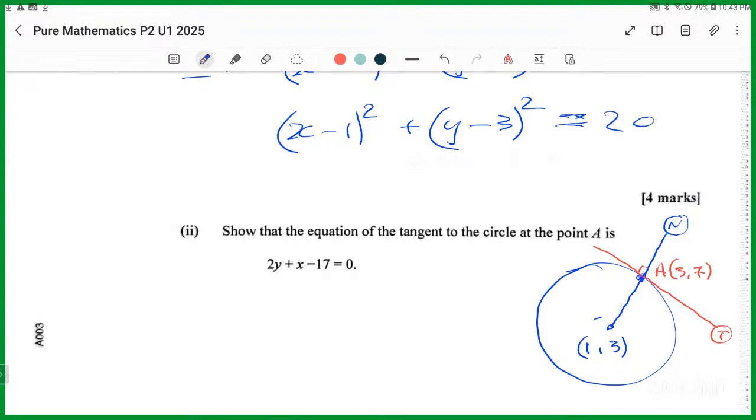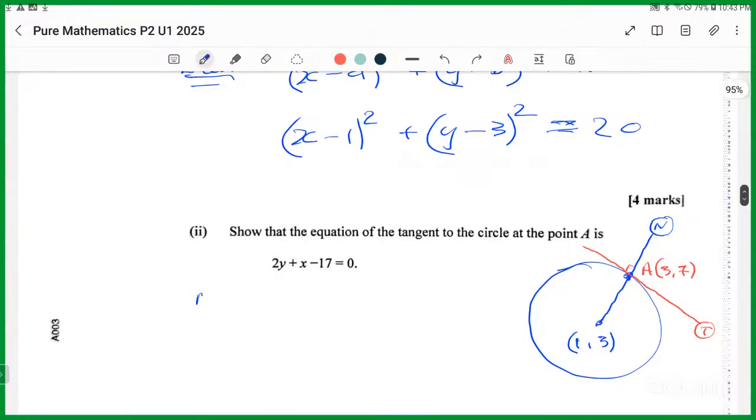Why? Because the normal passes through the center and the point of tangent. So the gradient of the normal is the difference in y over the difference in x. So 7 minus 3, the difference in y, over 3 minus 1, the difference in x. That becomes 4 over 2, or 2. And so the gradient of the tangent is minus 1 over the gradient of the normal, which is minus half.